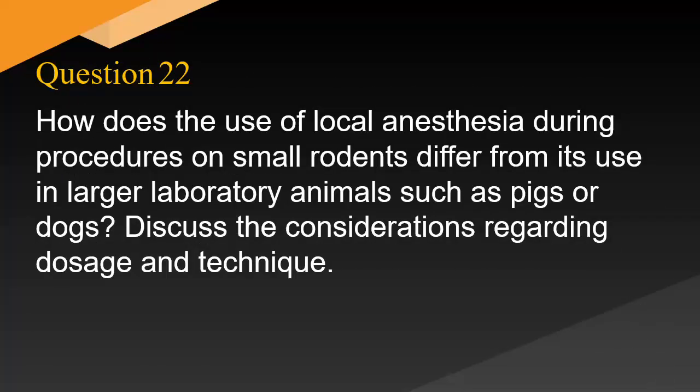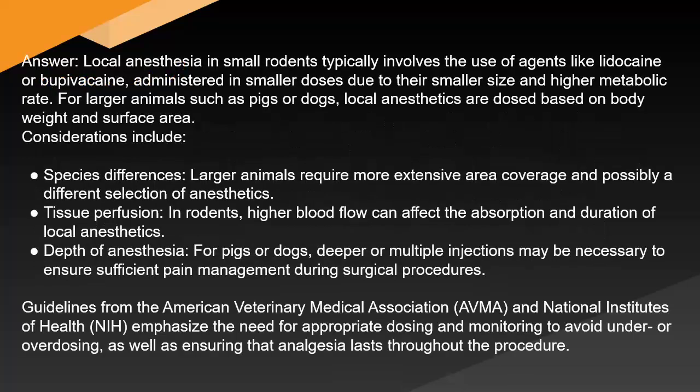How does the use of local anesthesia during procedures on small rodents differ from its use in larger laboratory animals such as pigs or dogs? Discuss the considerations regarding dosage and technique. Answer. Local anesthesia in small rodents typically involves the use of agents like lidocaine or bupivacaine administered in smaller doses due to their smaller size and higher metabolic rate.